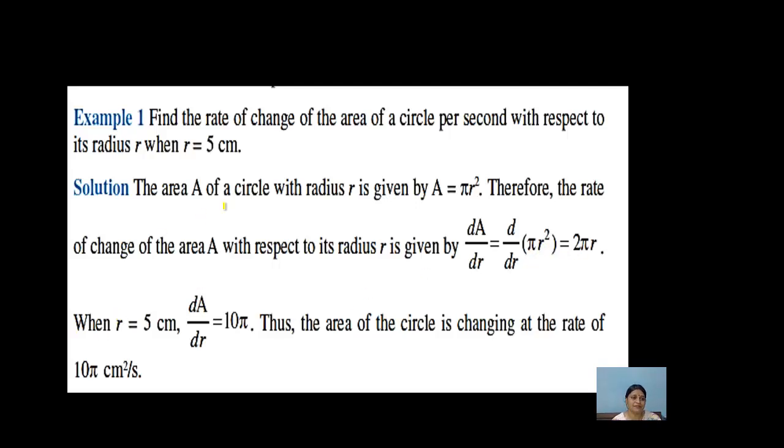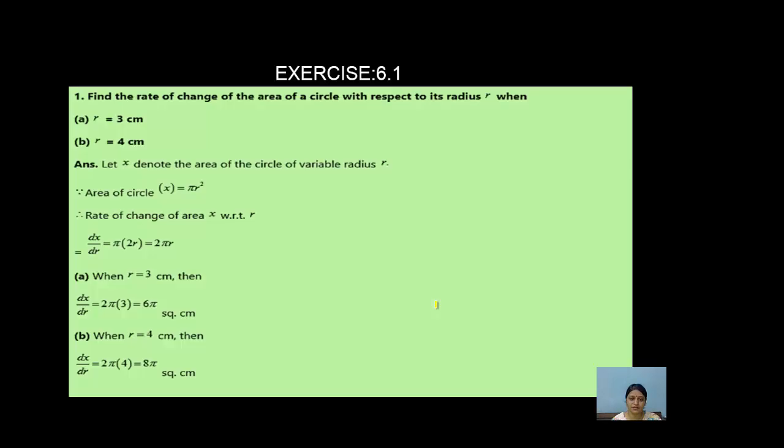And we are asked to find the rate of change when r is 5 centimeters. So already you have calculated the derivative, the rate of change in the area, that is 2 pi r. Substitute the r value, you will get 10 pi. All right, and thus the area of the circle is changing at the rate of 10 pi centimeter square. So here the rate of change topic completes, and here starts the exercise.